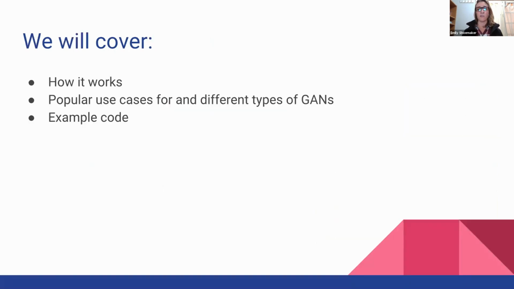So today we're going to go over how exactly GANs work, a few use cases and different types of them, and then we're going to show some example code that demonstrates how a simple GAN might be built in Python with TensorFlow. I'm going to talk fast because I got a lot to say.